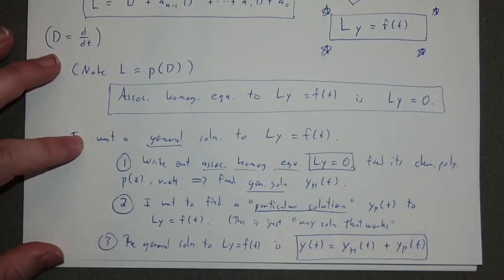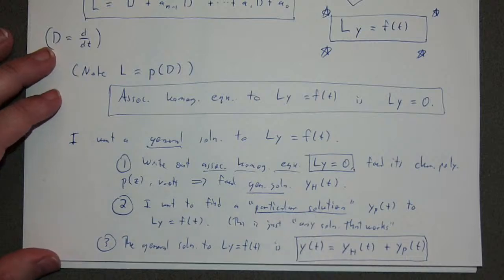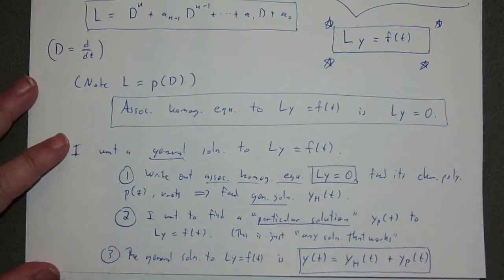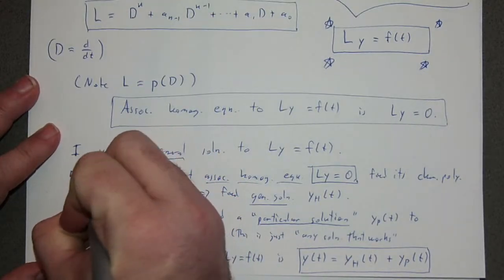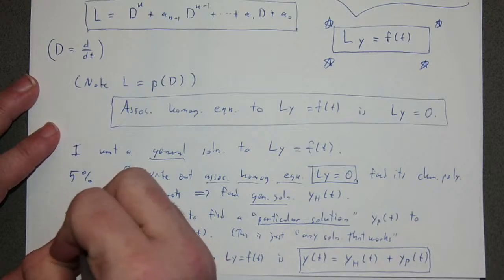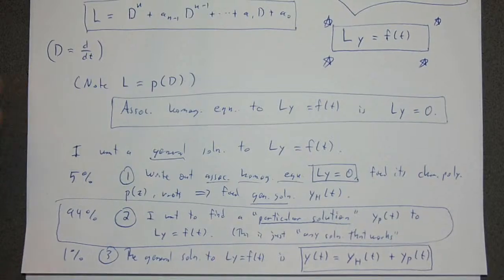This is the entire process. Here's my general solution. I need the homogeneous solution, which we've spent the last couple days figuring out how to do. And I need the particular solution, which we're going to spend several days talking about how to find. Once I have both of those, I sum them up, and that is the general solution. So how much effort is required in each part? This is like 5% effort. This is like 1% effort. So 94% of the effort goes into finding the particular solution.